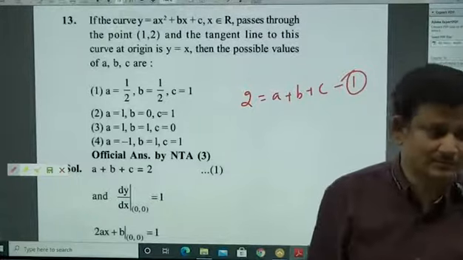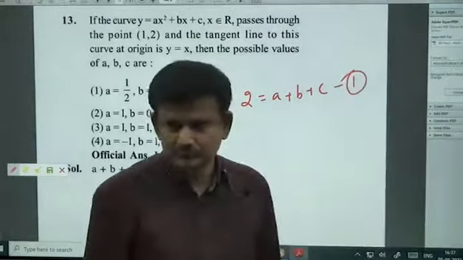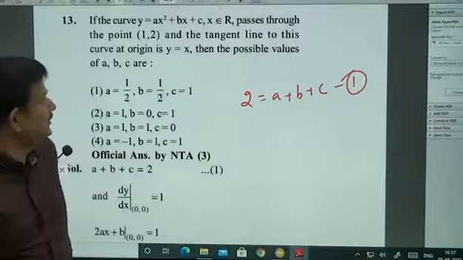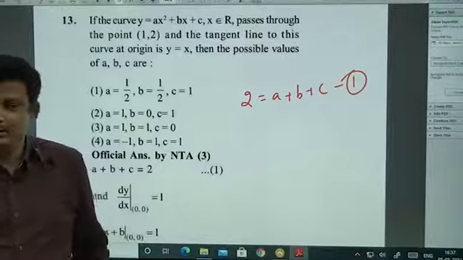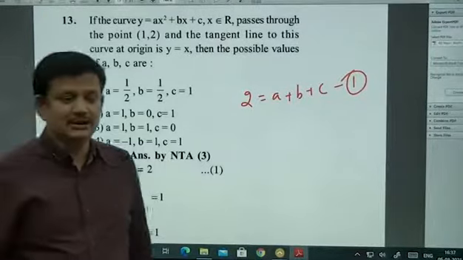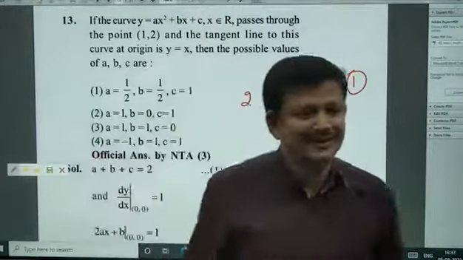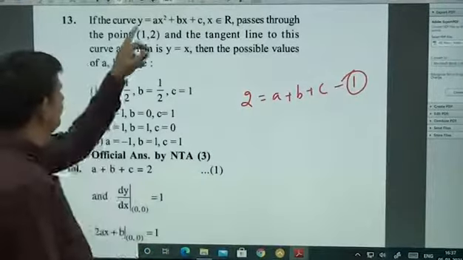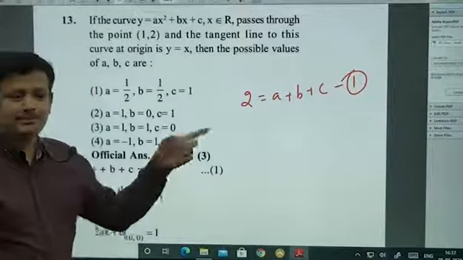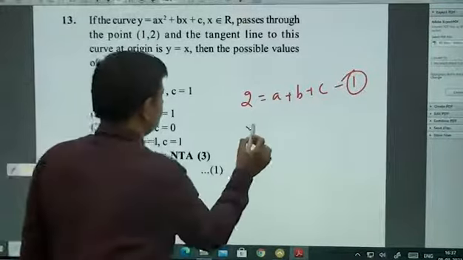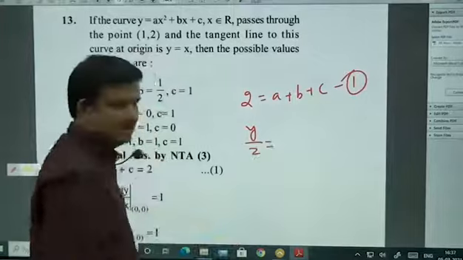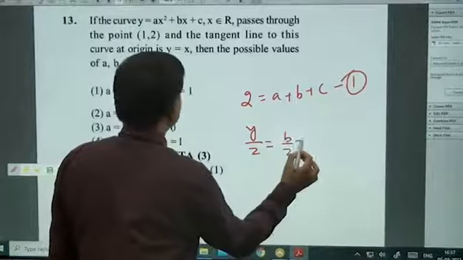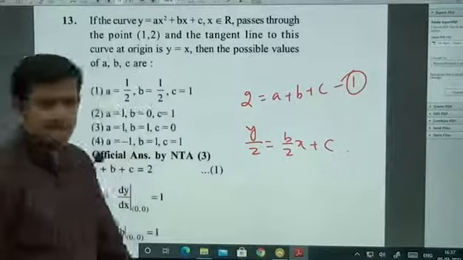How will you find it? Two ways. What are those two ways? Differentiate, dirty way. Better way is S1 is equal to 0. Better way is, it's a parabola. S1 is equal to 0. So y will be replaced with y plus y1 by 2, y by 2 is equal to x1 0, b by 2 x plus c. This is the tangent equation.